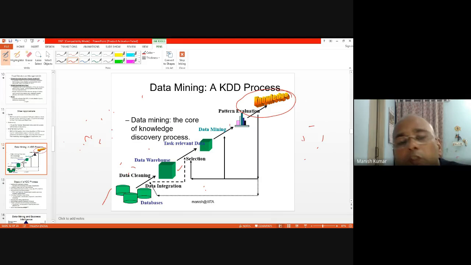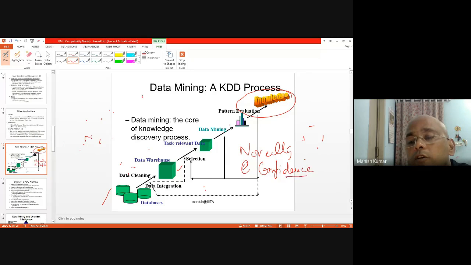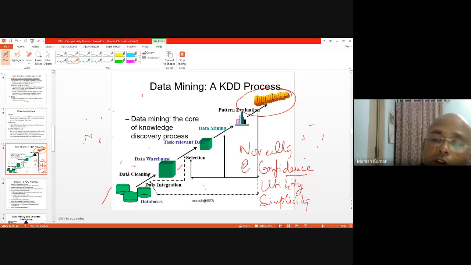So I'll be looking at the evaluation part, and certainly I'll evaluate all the patterns based on, normally, what is the novelty level, then confidence, then utility. And one more thing which we always look for is simplicity. The pattern should be simple enough so that all the people involved in decision making can understand it.